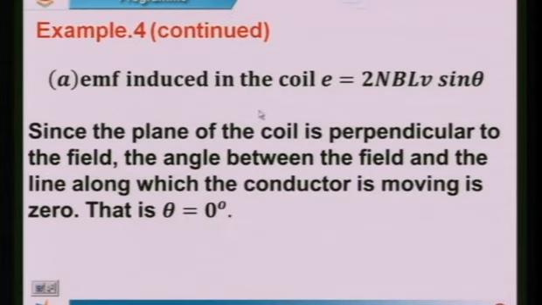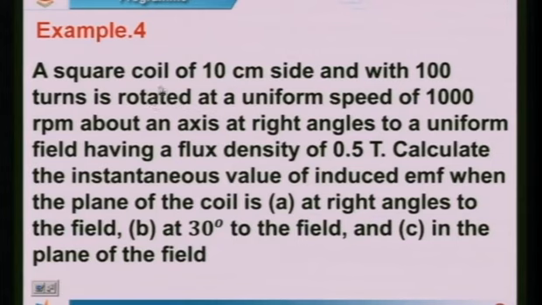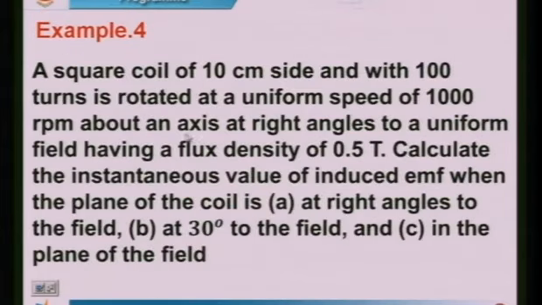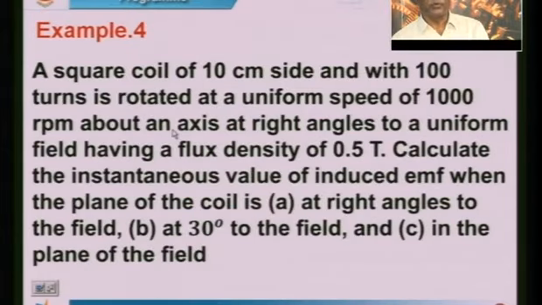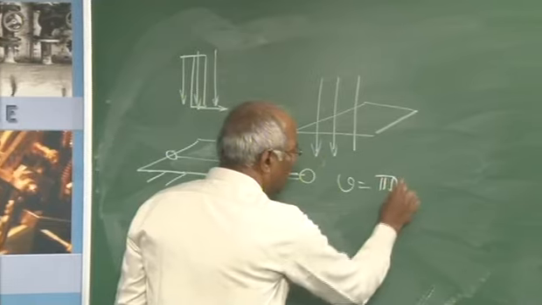When it comes to the calculation, the conductor is rotating this way. Therefore, what is the velocity with which the conductor is moving? To understand that, you can see a square coil of 10 centimeter side with 100 turns, moving at a speed of 1000 rpm. Therefore, the velocity with which the conductor is moving will be equal to pi D N by 60.